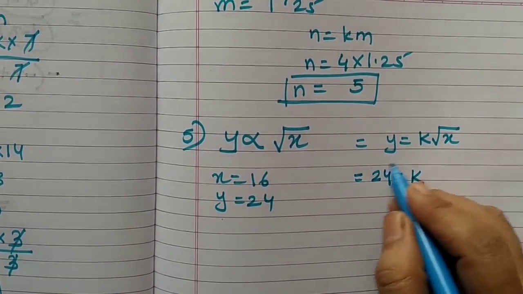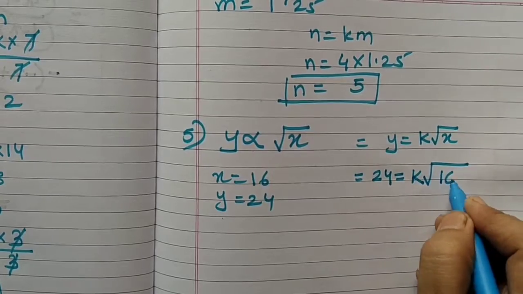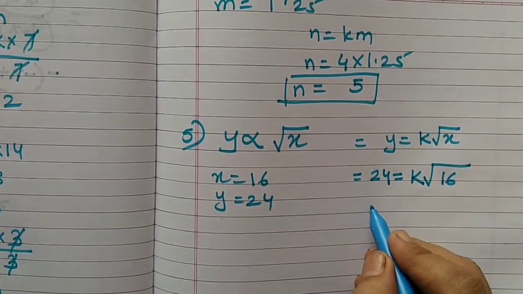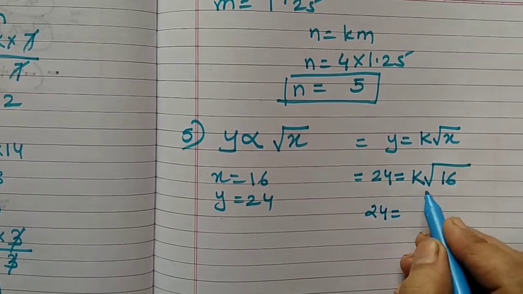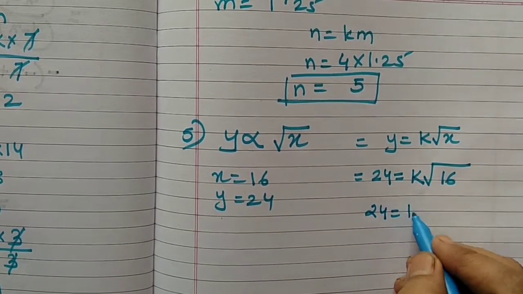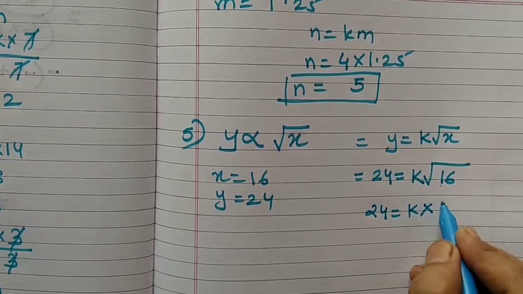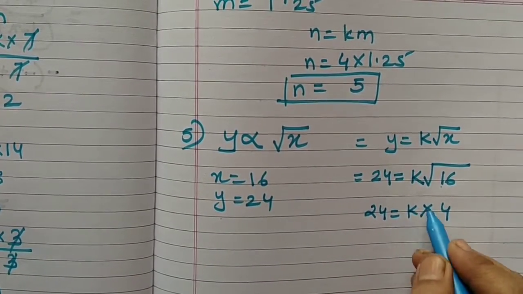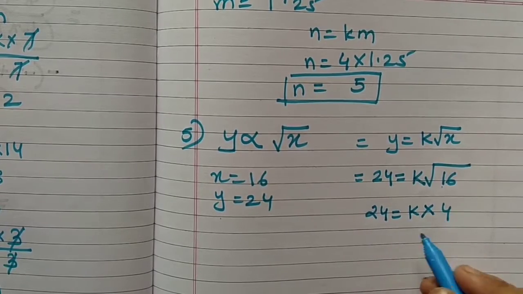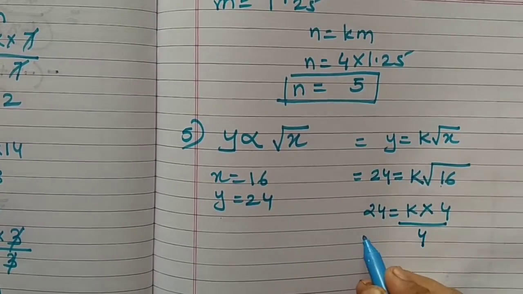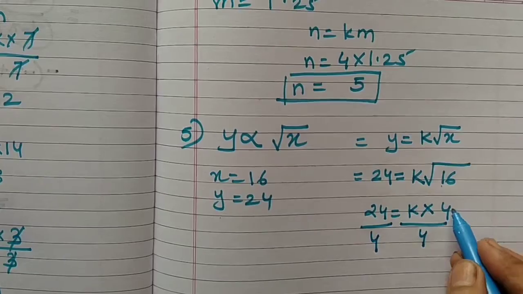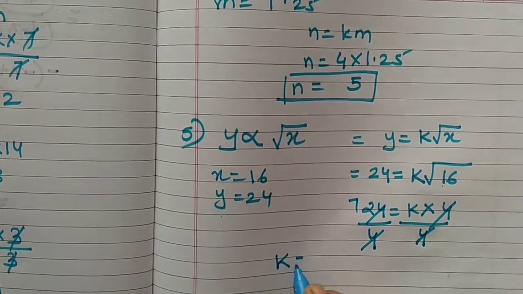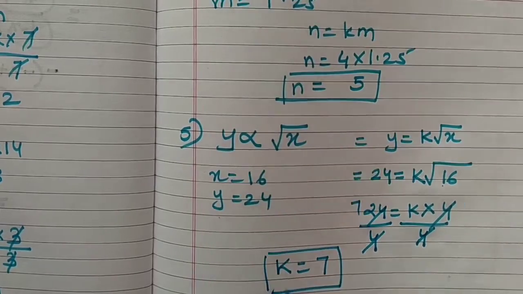So k and square root of 16, because x is 16. So this will be 24 is equal to k into the square root of 16. Now what is the square root of 16? Square root of 16 is 4. So we got 24 is equal to k into 4. Now I want to find out this k, so I have to remove this 4. So I will divide by 4 here, and here also I will divide by 4. 4 and 4 cancel. 4 sixes are 24, so I got k is equal to 6.